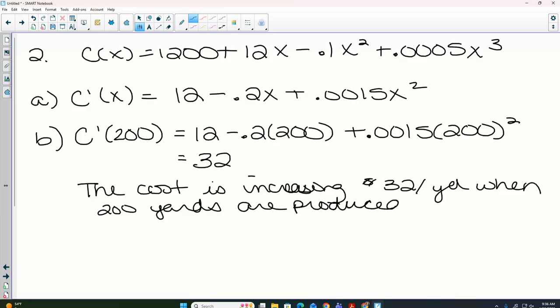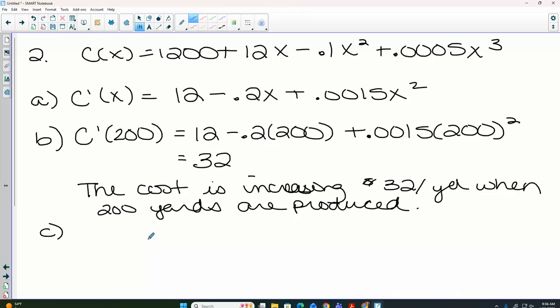Okay, so it doesn't tell me what the cost is. It's just telling me if I'm making 200 yards and I decide to make one more yard, I would expect to pay an additional $32 to get that final yard. So it tells us how the cost is changing at that point.